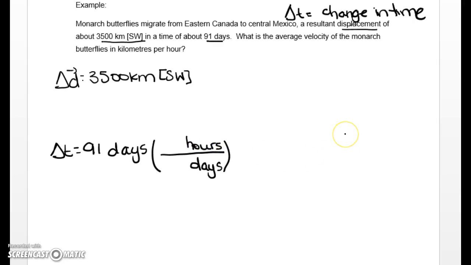And then I'm going to say, well, how many hours are in one day? And there are 24 hours in one day. So here when I have 1 on the bottom of a fraction, this actually doesn't do anything because anything divided by 1 is just the number itself. So essentially what's happening here is I'm just going 91 times 24. And this one here will be 2,184 hours.